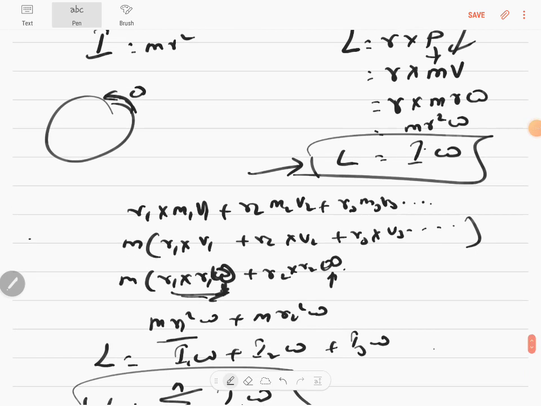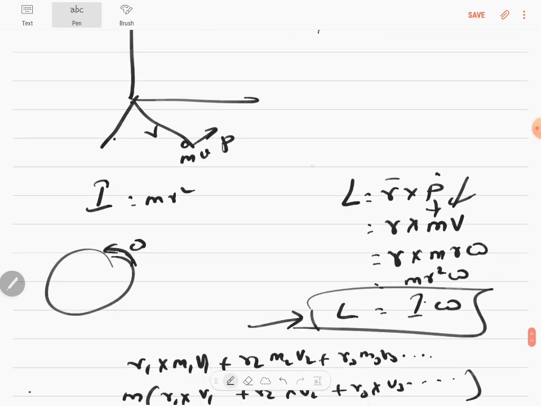So the next question, the main thing is this. If you had written this, it's fine. It's just that for n particles you need to change it.